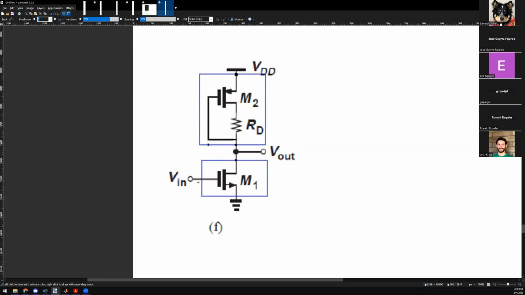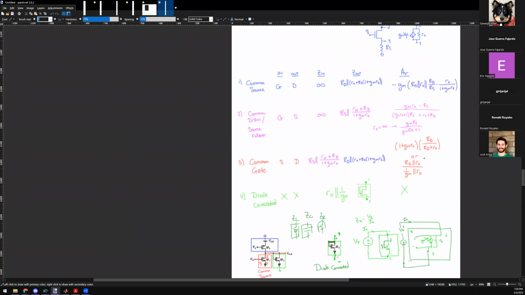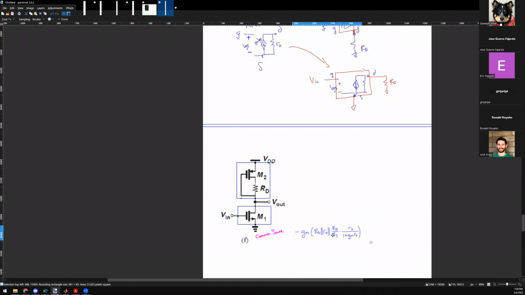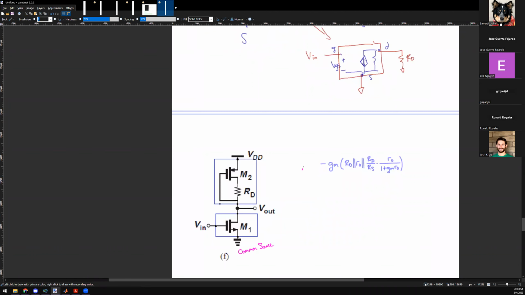So the bottom one is what type of amplifier, or configuration? Common source and MOS. Good. It's a common source here, so because it's common source, it has this gain. Okay, so the final gain is this. And I have gm1, I have ro1. I just need to know what is RD and I need to know what is RS.